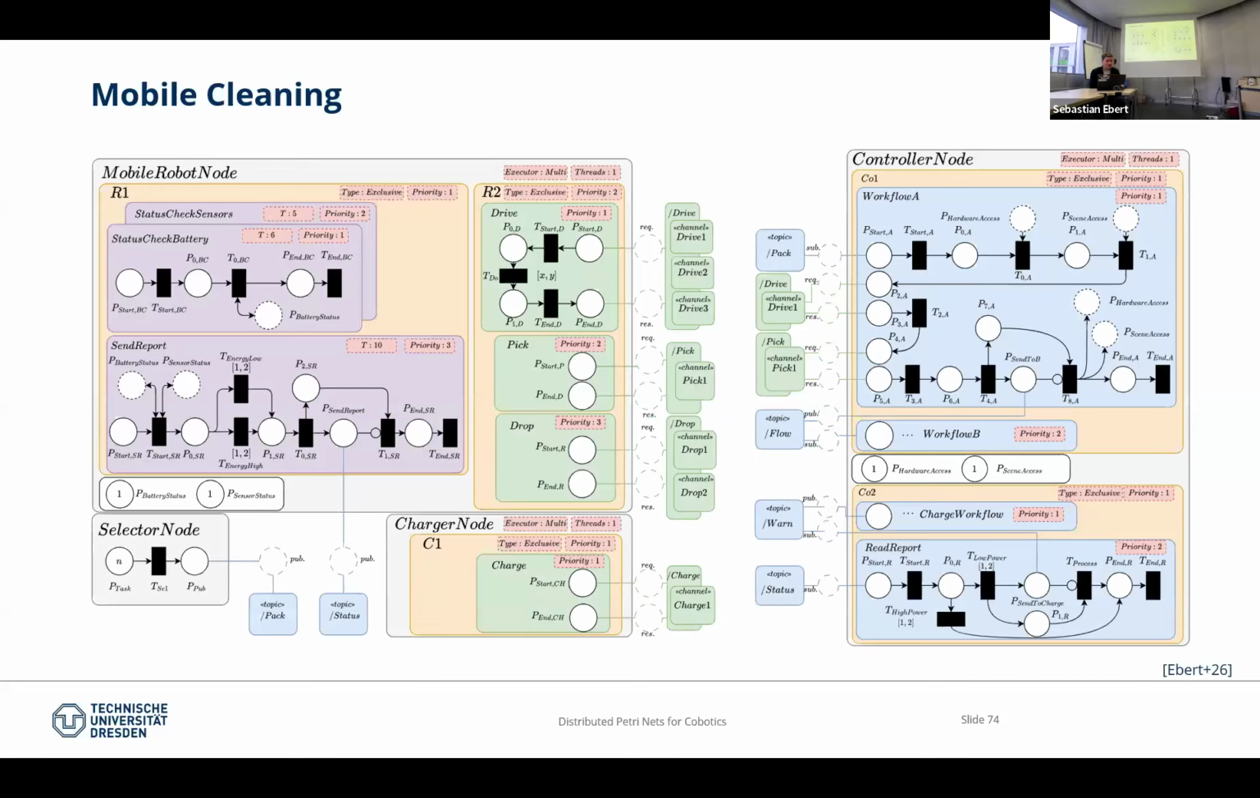But what we see on the left side here is our robot node, which has some really similar looking callbacks for checking the battery, sending a report, and also services for picking, placing and driving again, which are accessed by our controller node on the right side. I omitted pages with the same structure here. So if you don't see a Petri net, it's essentially the same structure as the one above.